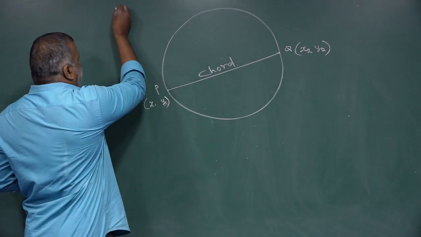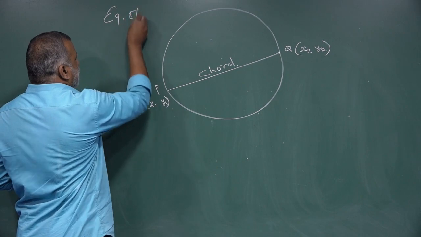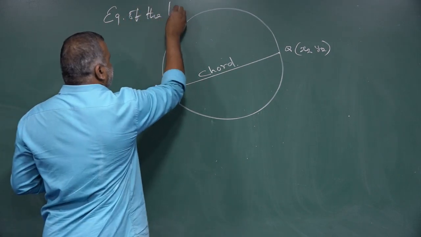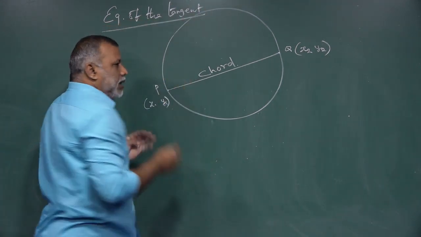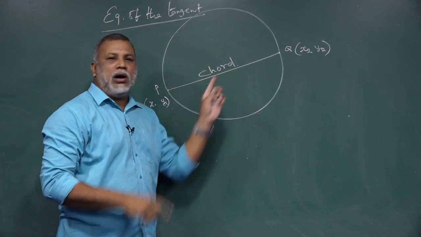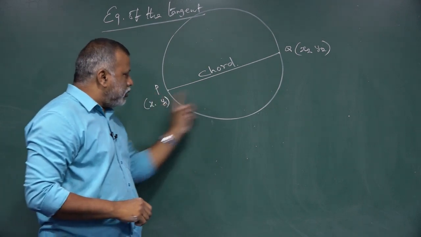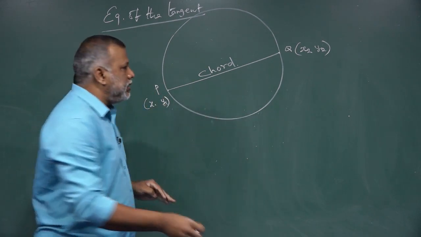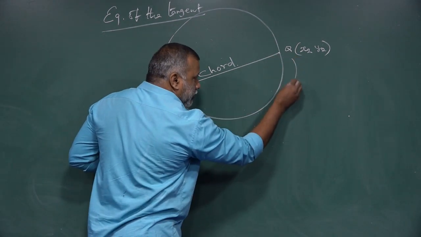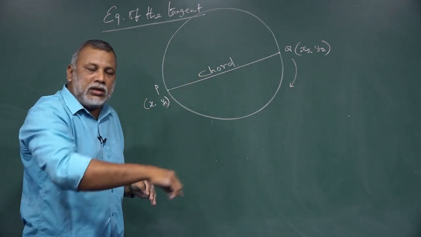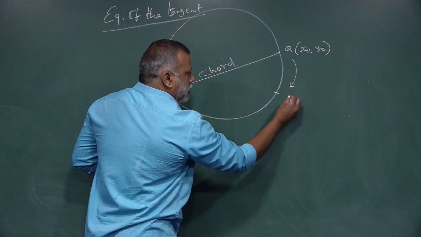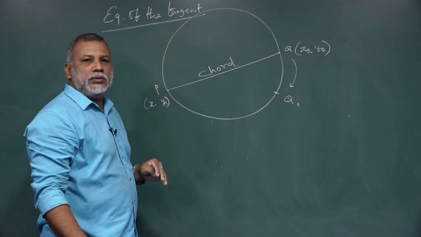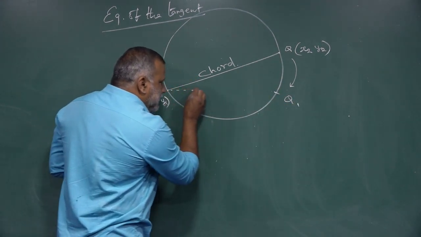Now listen. The heading is equation of the tangent. We need to find the equation of the tangent. Now, how does this chord become a tangent? Initially it is a chord. This point Q (x2, y2) moves along the circumference of the circle. Consider this Q. This is now said to be Q1. Now, see this diagram.